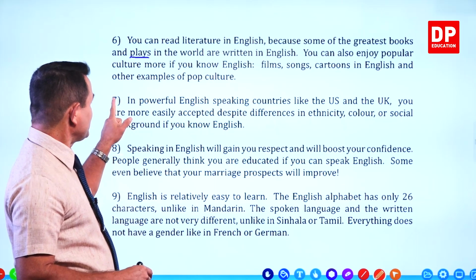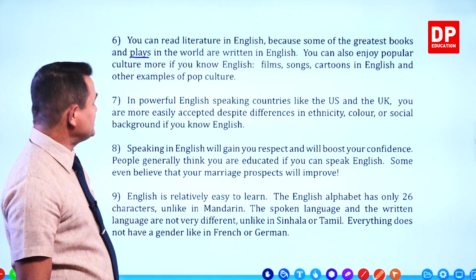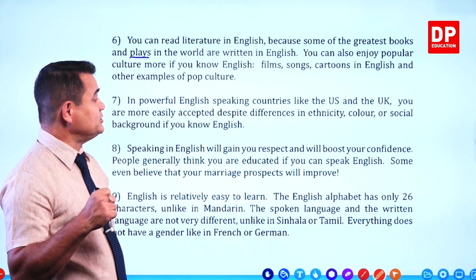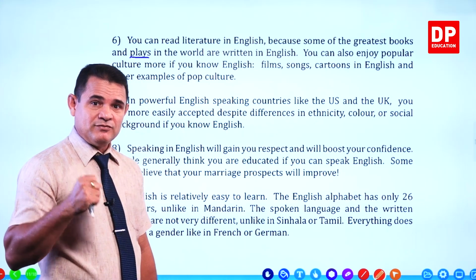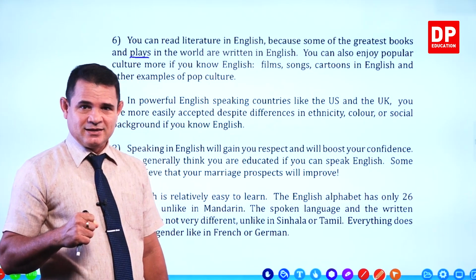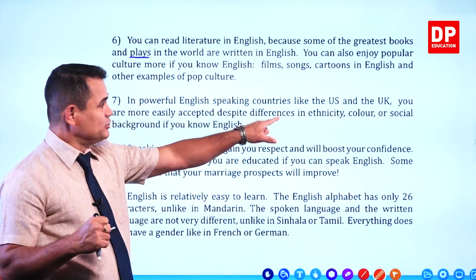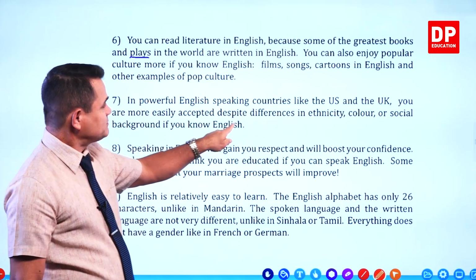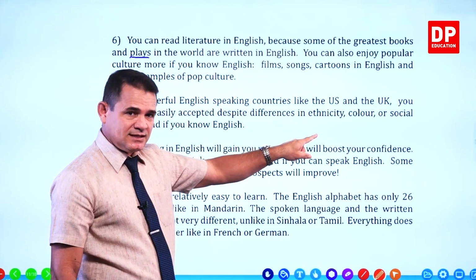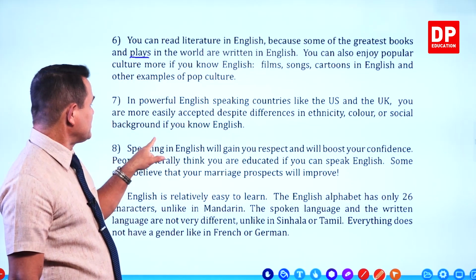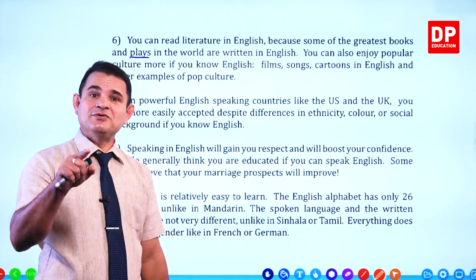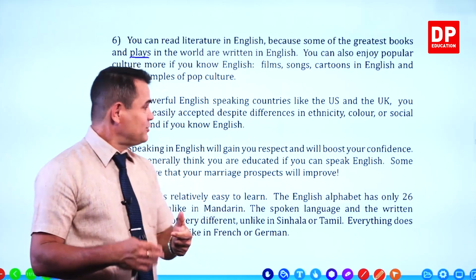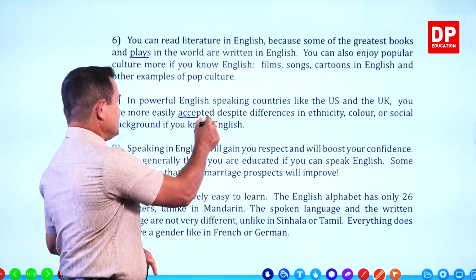And not only that, here number 7, in powerful English speaking countries, like the US and the UK, powerful countries, බලවත් රටවල් කියලානේ ලෝකේ powerful countries කියලානේ ගණන් ගන්නේ. US and the UK, you are more easily accepted despite differences in ethnicity, color or social background if you know English. ඔයා ඉංග්‍රීසි දන්නවා නම් මේ ලෝකේ ප්‍රබල රටවල් වල පිළිගන්නවා. You are more accepted. ඔයාව පිළිගන්නවා ඉංග්‍රීසි කතා කරනවා නම්.